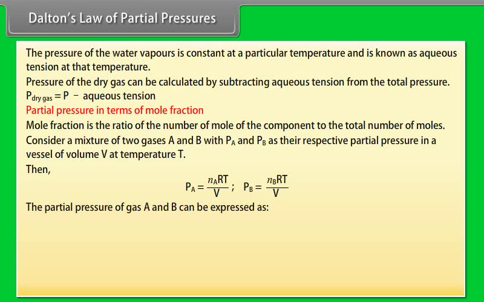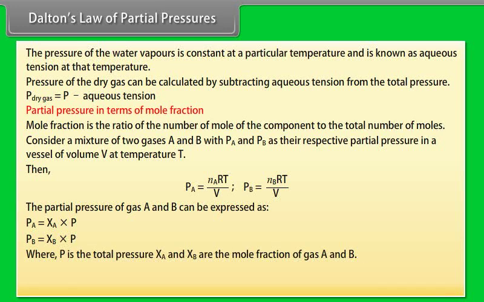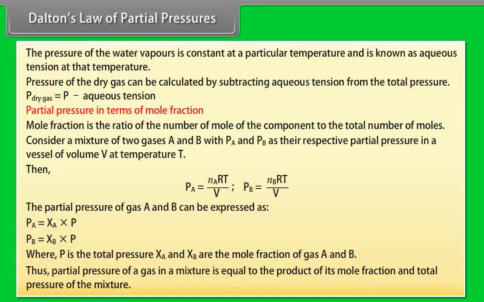The partial pressures of gas A and B can be expressed as PA is equal to XA into P, PB is equal to XB into P, where P is the total pressure and XA and XB are the mole fractions of gas A and B. Thus, the partial pressure of a gas in a mixture is equal to the product of its mole fraction and total pressure of the mixture.